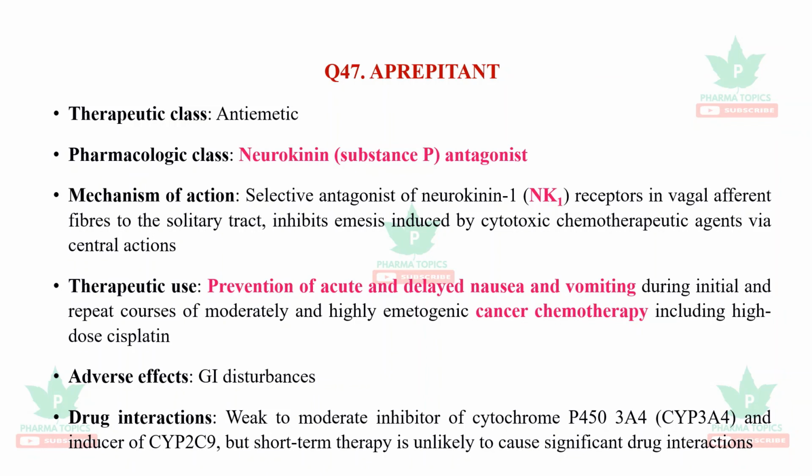It's used for prevention of acute and delayed nausea and vomiting during initial and repeated courses of moderately and highly emetogenic cancer chemotherapy, particularly cisplatin. The adverse effects include GI disturbances. Since it's a weak to moderate inhibitor of CYP3A4, it may cause drug interactions. So it's a very short information of all the drugs and all the expected questions from the GI tract pharmacology.